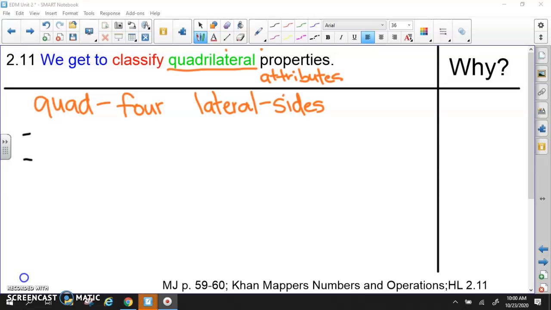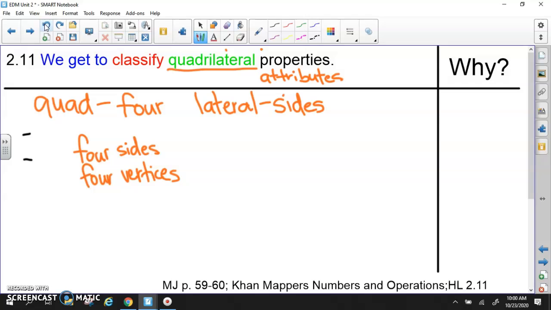So, we're going to be looking at quadrilaterals. What are some properties of quadrilaterals? Yes, sir. Four sides, four vertices. Thank you for using that excellent geometric mathematical vocabulary. Wonderful. Anything else? Let's say all have four sides and four vertices.